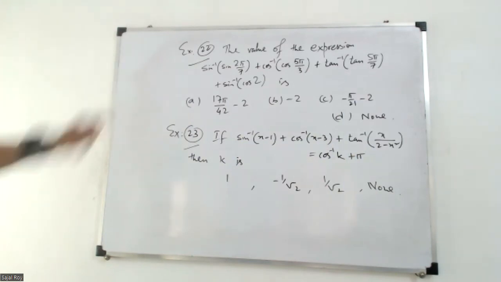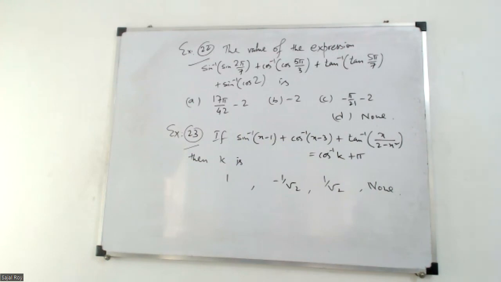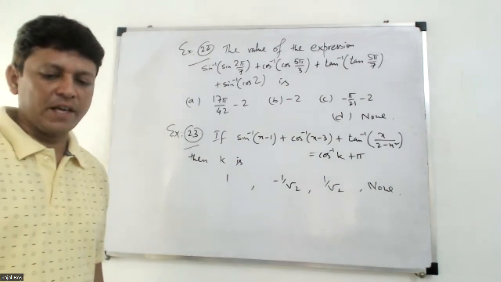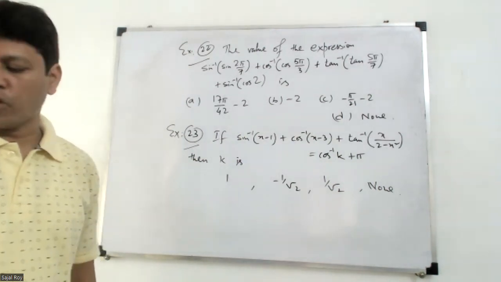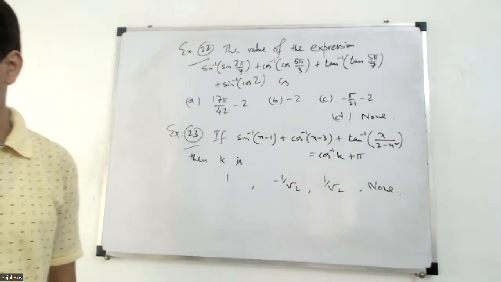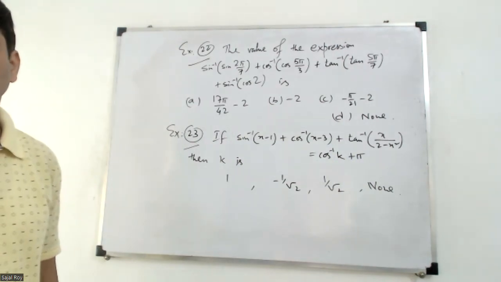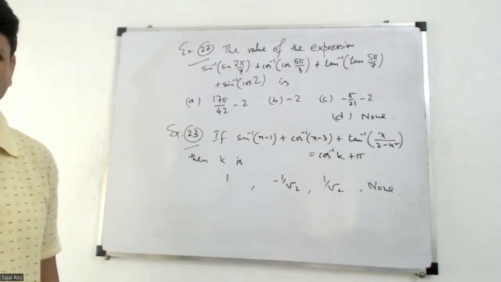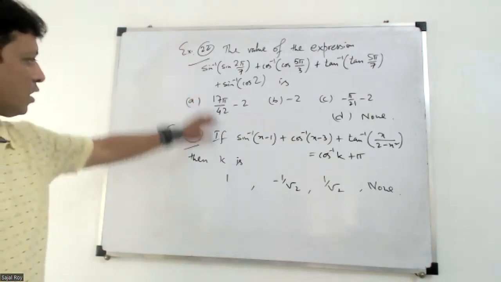This one, question 21. Log half sin inverse x greater than log half cos inverse x. The solution will come. The answer will be 0 to 1 by root 2. So these are the questions.